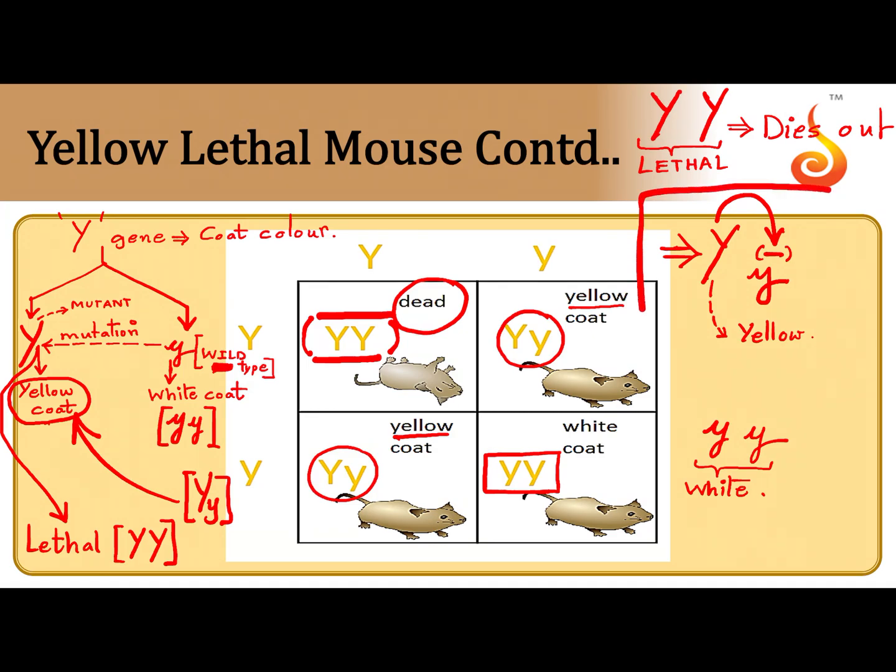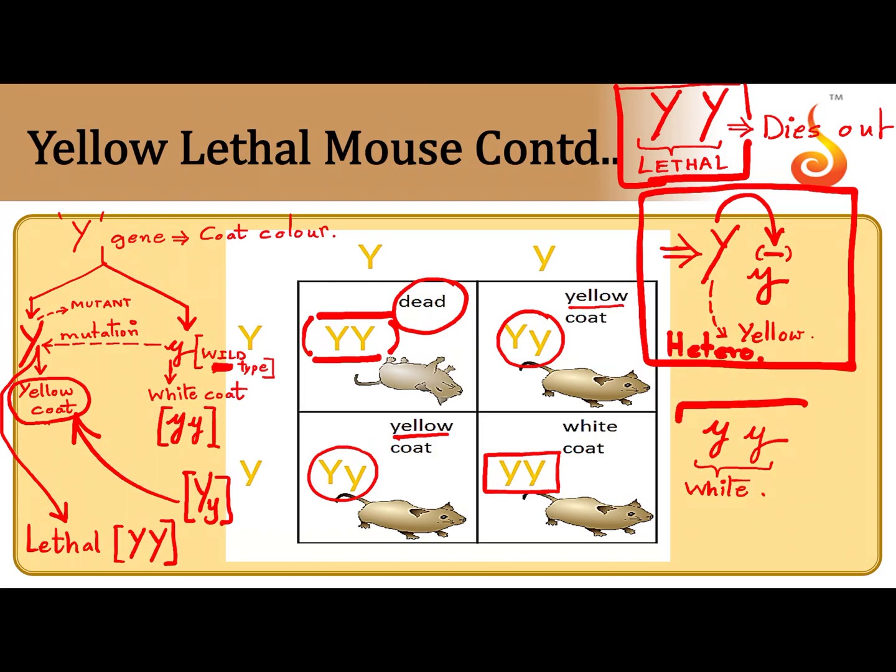Because when it is in heterozygous condition, it is the capital Y that gets expressed, not the small y. Therefore, I am calling it a dominant allele. And when is it proving to be lethal? When it is in homozygous condition. When it is in homozygous dominant condition, it kills the mouse. When it is in heterozygous condition, it is responsible for the yellow coat.